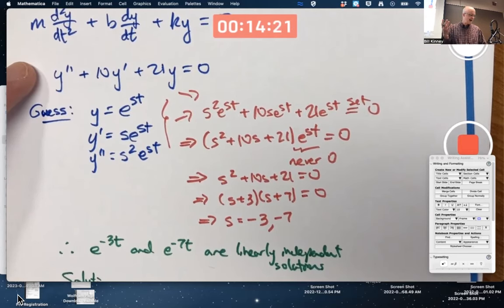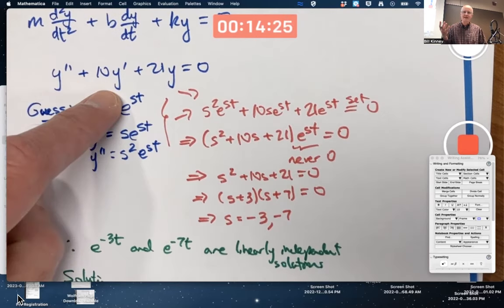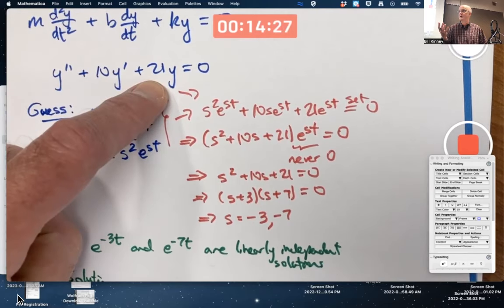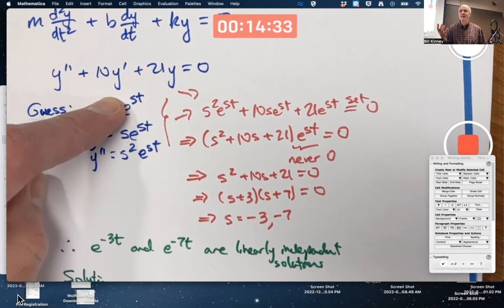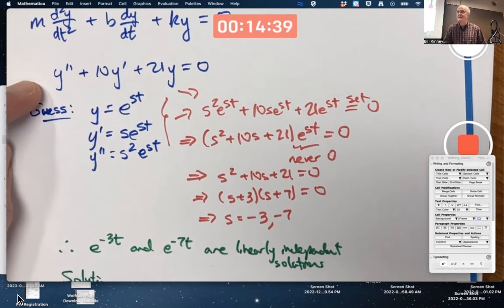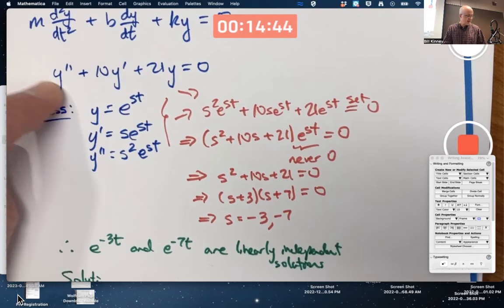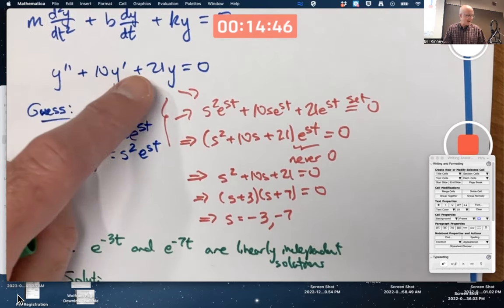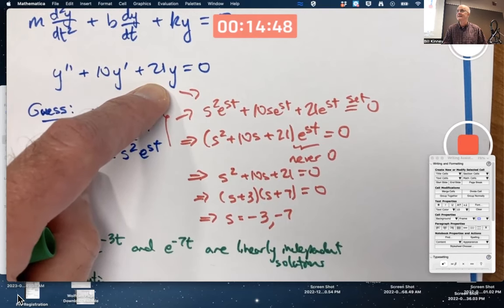How? Give me a function as input, compute its second derivative plus 10 times its first derivative plus 21 times the function to get the output. Say that again. This left-hand side really defines a linear transformation that takes any function, well, that at least has a second derivative, as input, computes the second derivative, adds 10 times the first derivative, and adds 21 times the function to get an output.